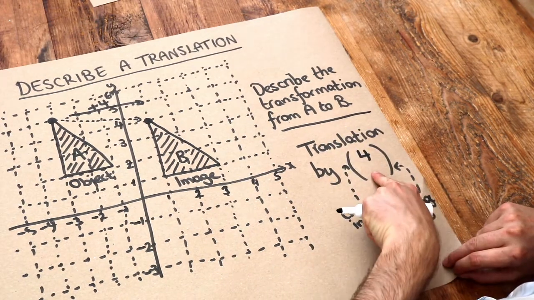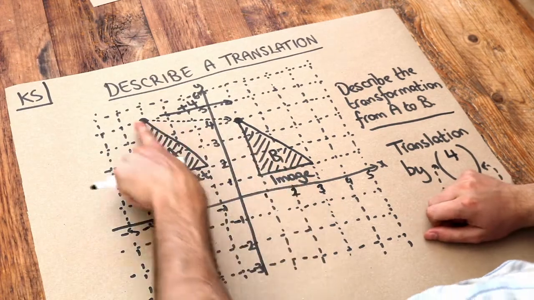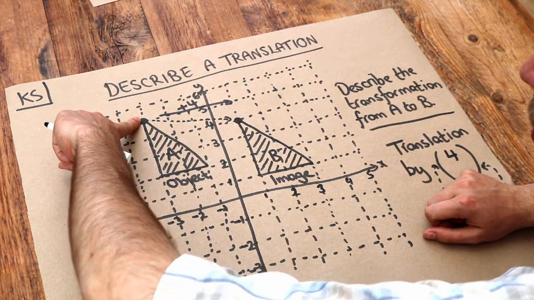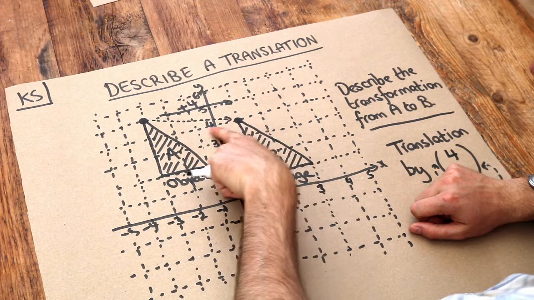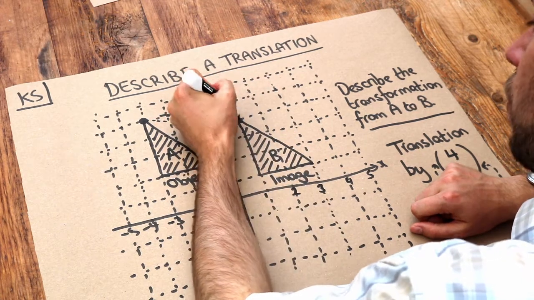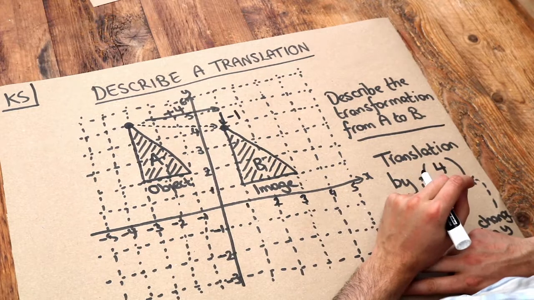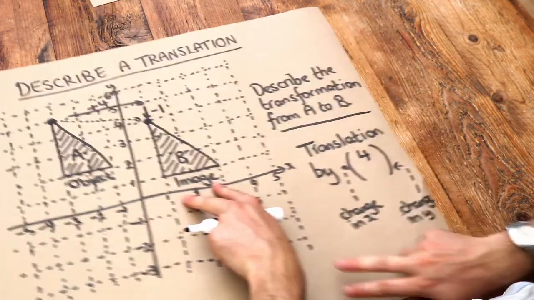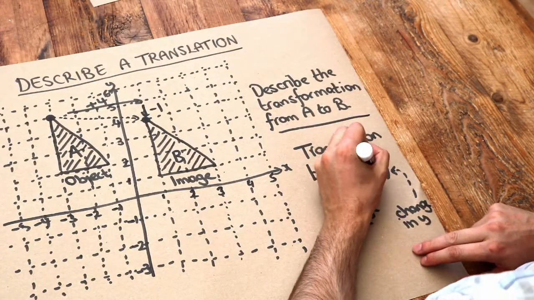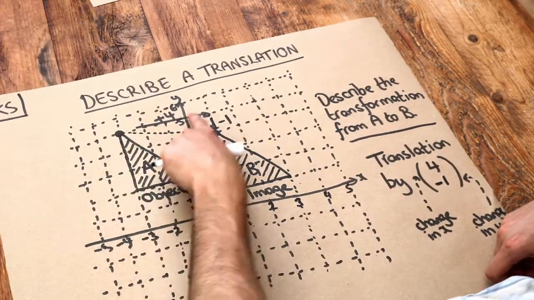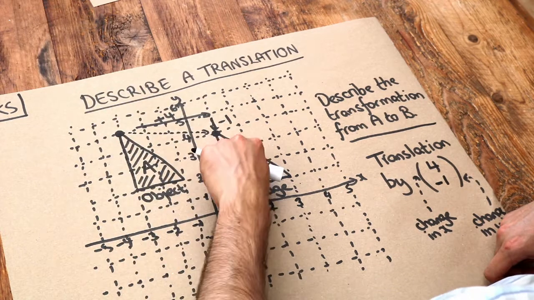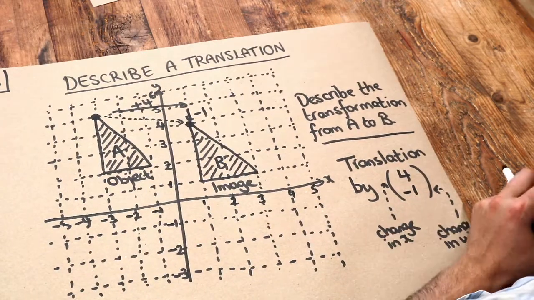What about the change in y? So the y value here on the object is 5. The y value here on the image is 4. So we can see that the y value has decreased by 1. So therefore the change in y is -1. And it's absolutely critical you get that sign right. If the y value is decreasing, i.e. it's going down, then that needs to be a negative number.